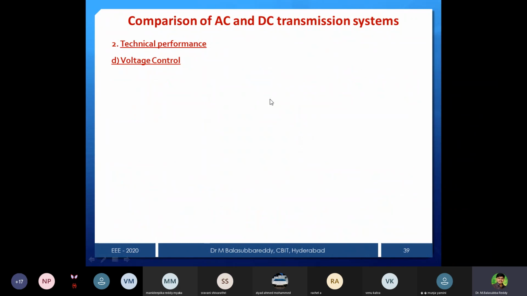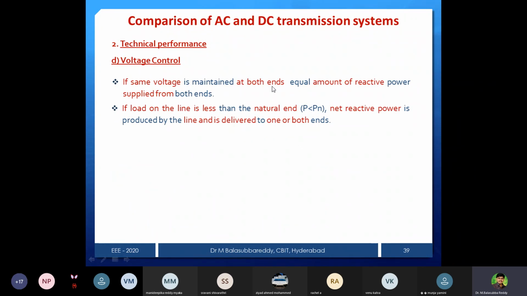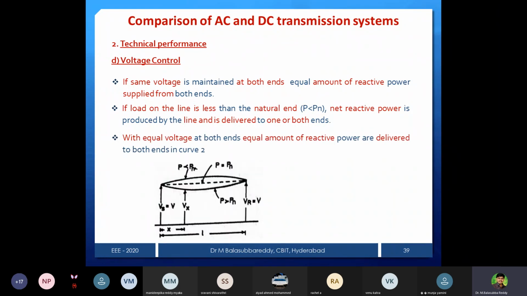Similarly, the other one you can see, if Pn is maintained, equal amounts of reactive power are supplied at both ends. Now if the load on the line is lesser, that means P is less than Pn, net reactive power is produced by the line and is delivered to one or both sides. So again the same problem arises. If P is less than Pn, it will generate reactive power, so voltage will rise. So with equal voltage at both ends you have to maintain, and again compensation is required.